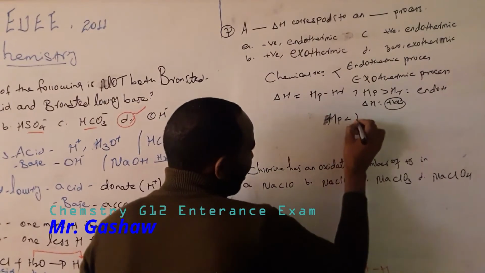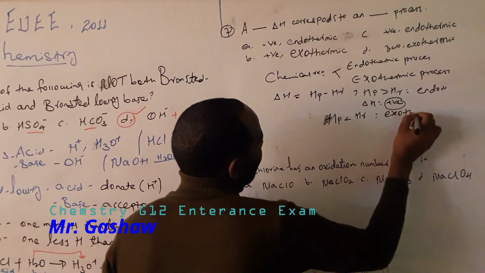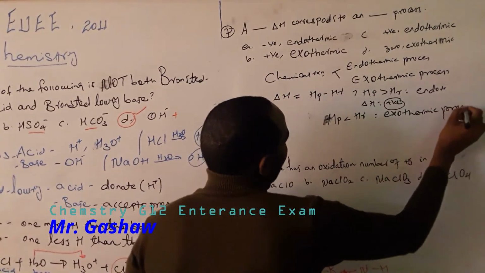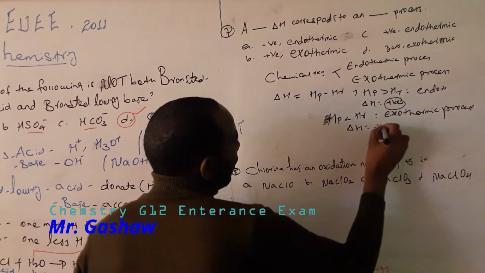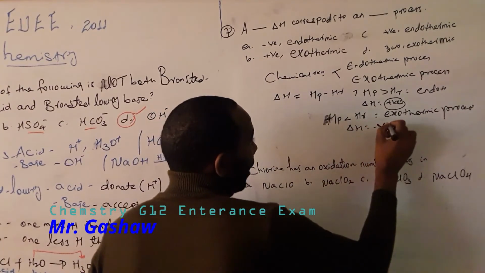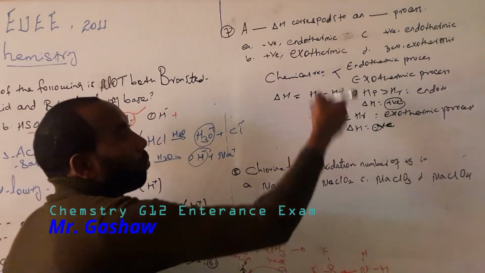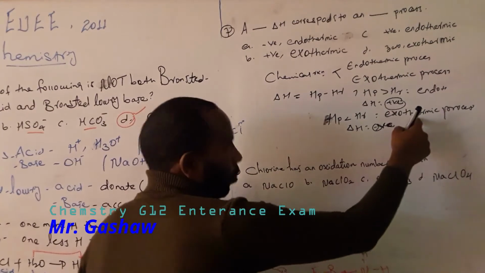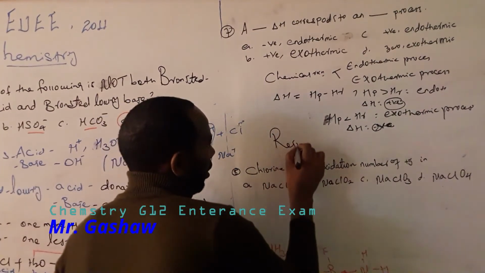When heat of product is less than that of heat of reactant, we call it an exothermic process. Why do we call it an exothermic process? Change in enthalpy comes out negative. It does not mean the energy itself is negative, but that the energy is released from the reaction. For example, the best example of an exothermic process is a respiration reaction.